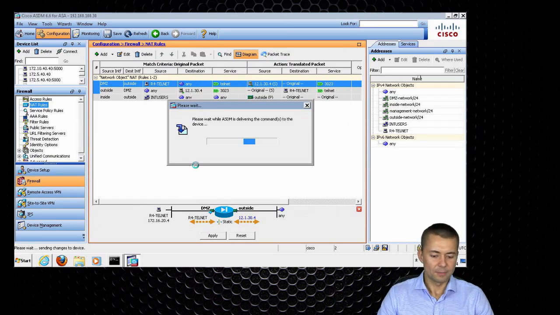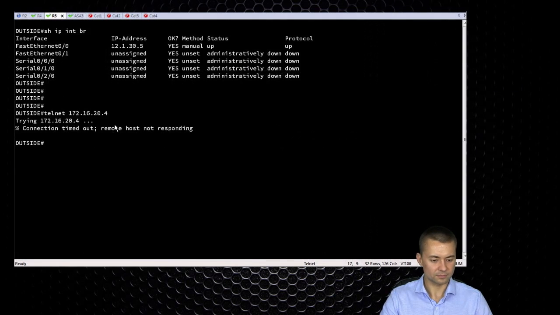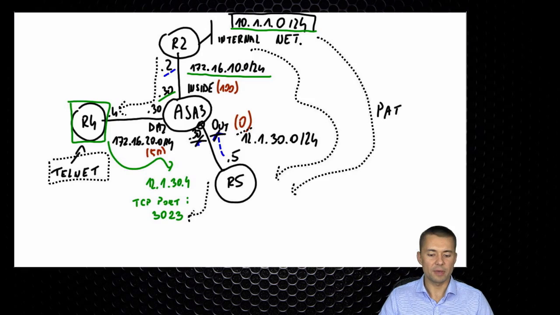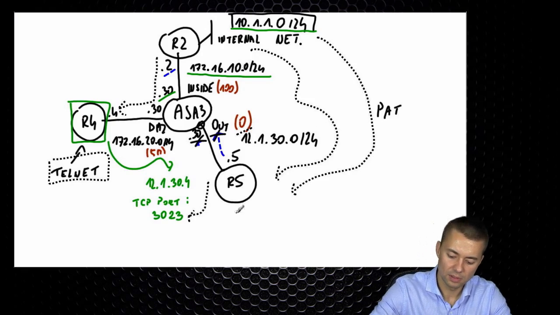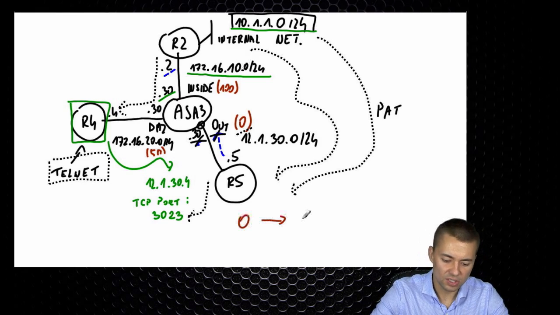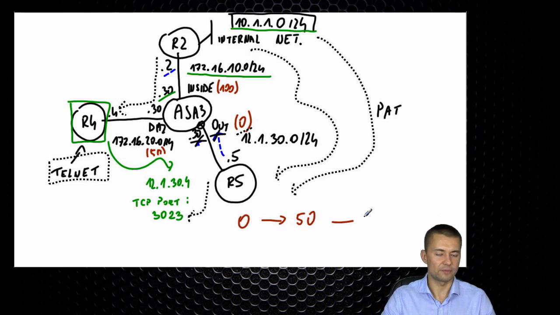Okay, so now the question is, will I be able to connect to this device with our current configuration? When I go to router 5 and try to telnet to 12.1.1.34 on port 3023, the answer is going to be no, I will not be able to connect because of the default filtering behavior of the ASA. So once again, we are coming from a lower security level to a higher one. We are coming from 0, and we are trying to access a device on the DMZ, which is 50. So this is not allowed by default.